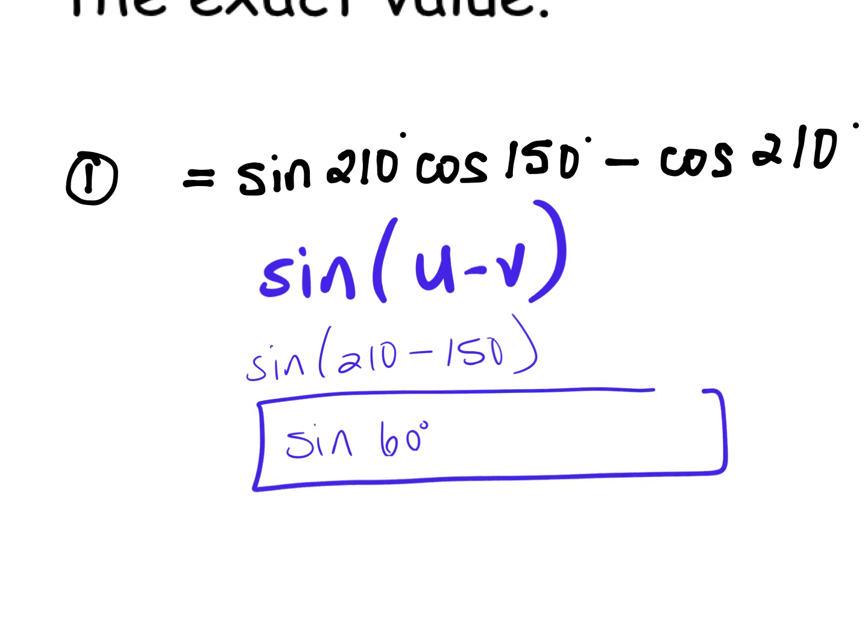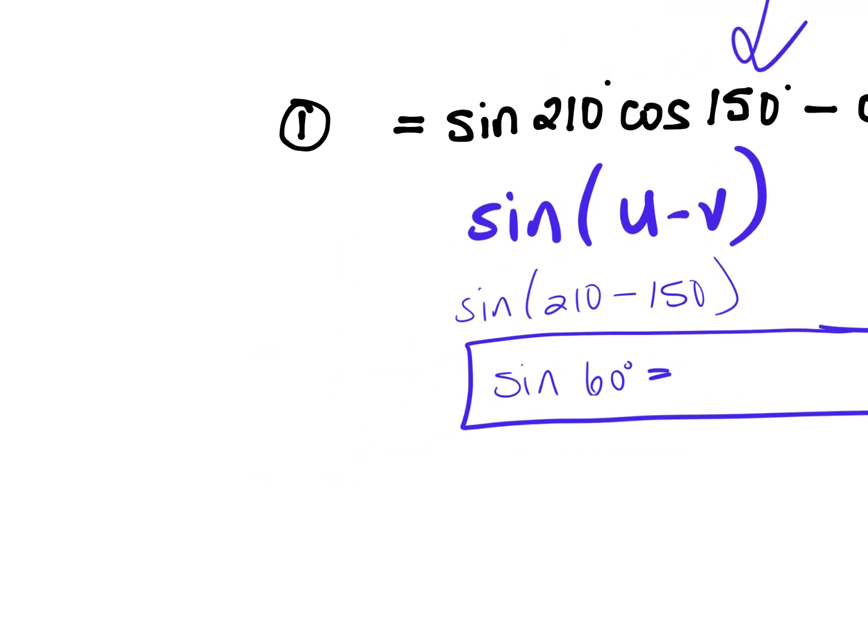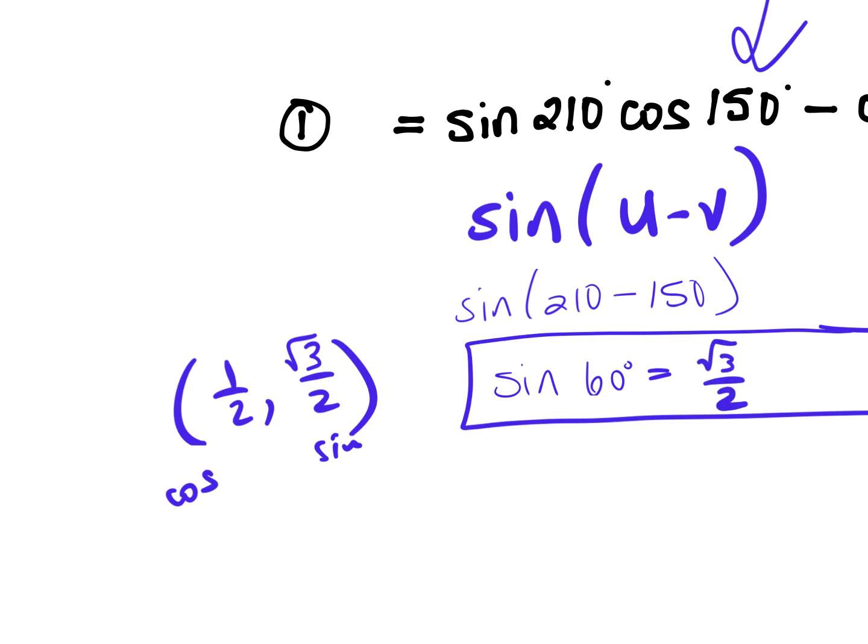You have written this formula as one single trig function. Now you identify what is the ordered pair at 60? 1/2, comma, square root 3 over 2. This is my cosine. This is my sine. So what is the sine of 60? Square root of 3 over 2. Everything that I have in that box is your answer. You write it as one single trig function. That's part of your answer. And then the exact value, square root of 3 over 2, is your other part.